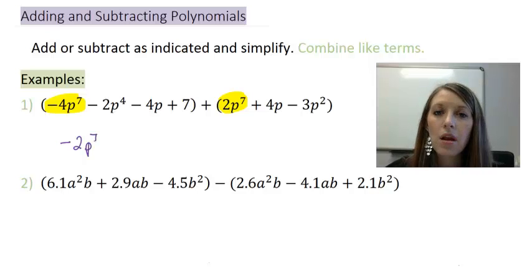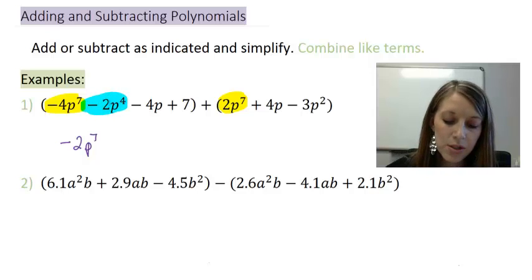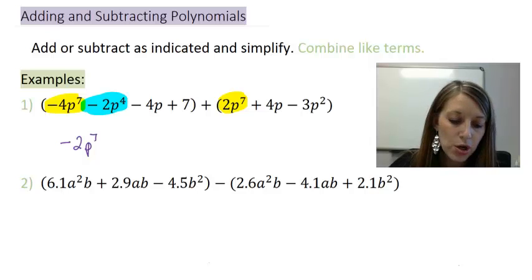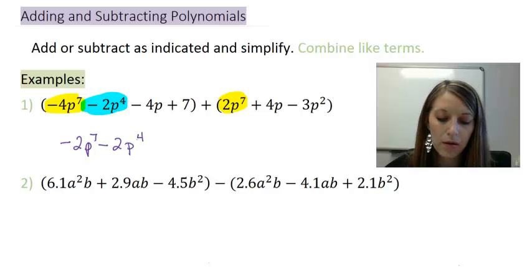Moving on, I want to continue to pick out like terms, but I also want to make sure that my answers are in descending order, because we know that polynomials should be in descending order. So I'm going to work this in descending order, picking out like terms. If I look at my next highest exponent, I see that that is negative 2p to the 4th. I don't see any other like terms with it, so I will just copy that down.